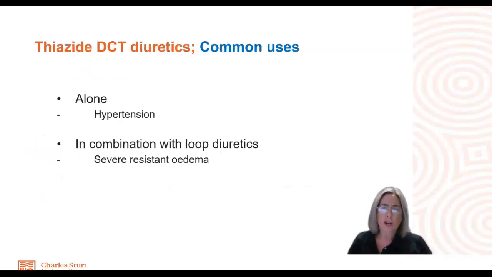So the thiazide diuretics are commonly used on their own to treat hypertension, but they're also used in combination with loop diuretics when there's a need to shift a lot of fluid. So if somebody has severe resistant edema, you can give the combination with the loop diuretics to try and remove that fluid.